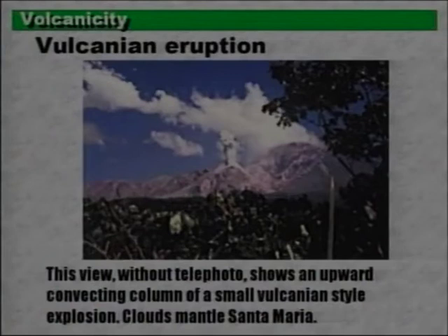Okay, we move on to the second example. And the second example is the Vulcanian type eruption. From the monitor, the photograph there is a view which shows an upward convecting column of small Vulcanian-style explosion. And here we are looking at the cloud mantle of Santa Maria, the volcano Santa Maria, the Vulcanian type eruption as shown there. Your handout or your worksheet will explain more on the Vulcanian type eruption.